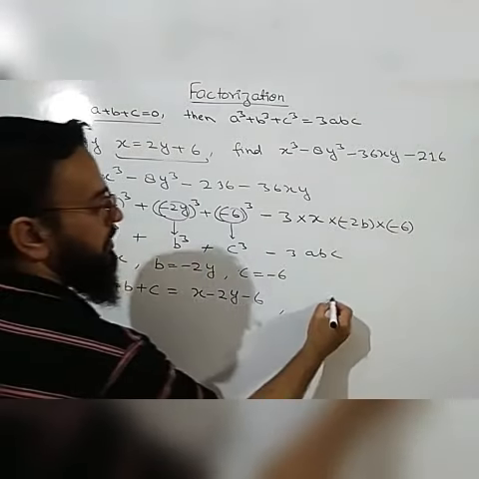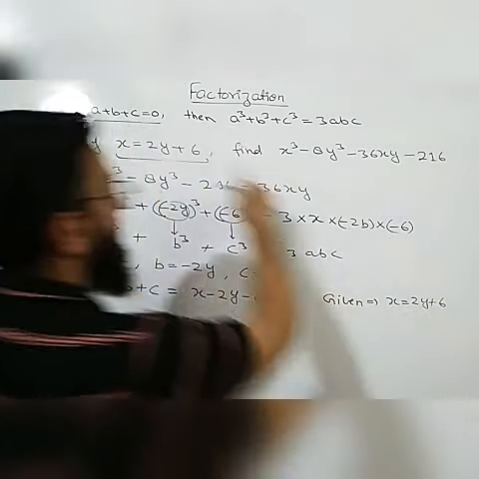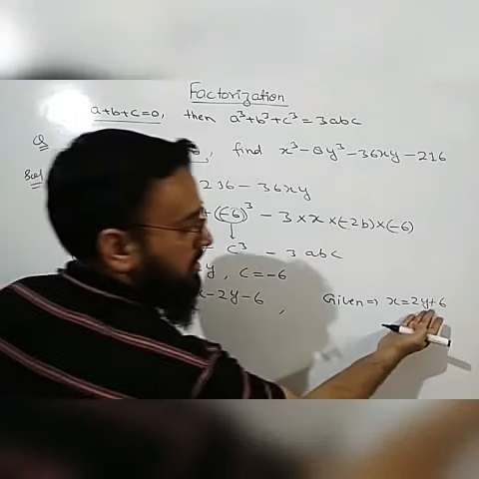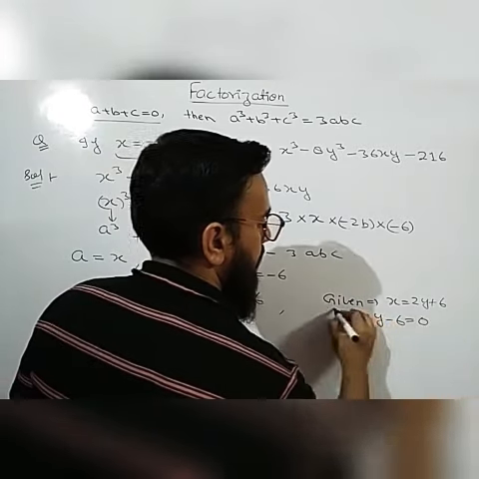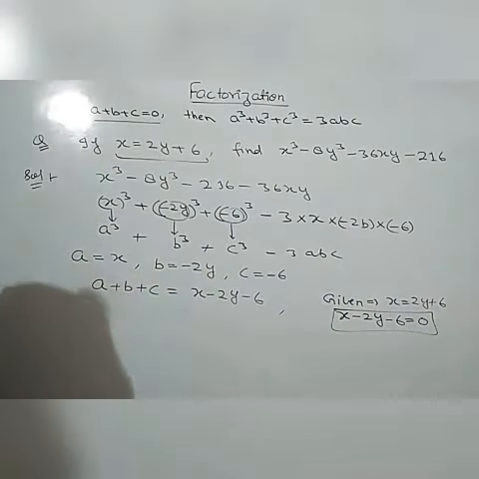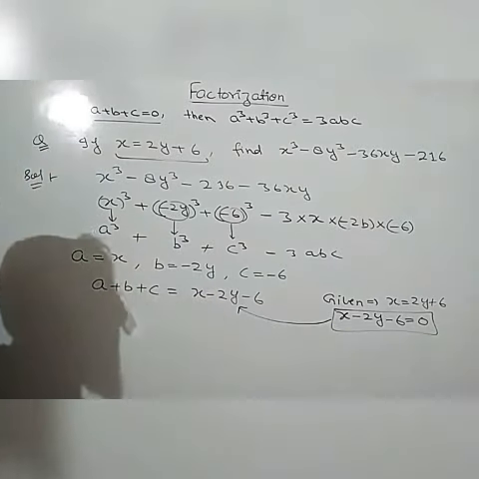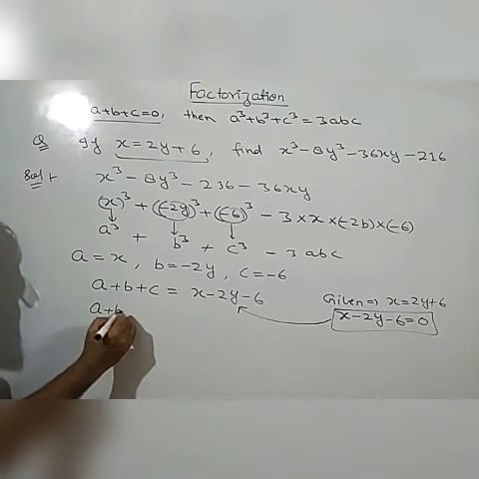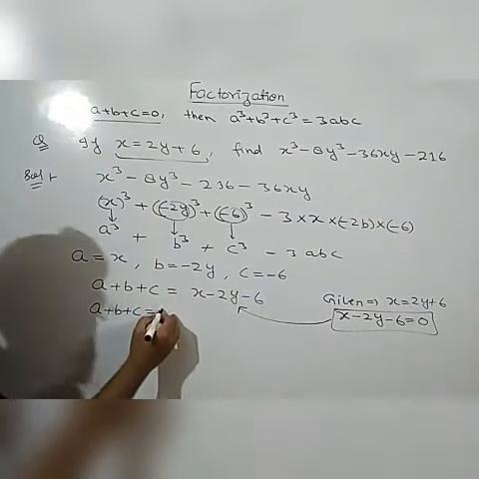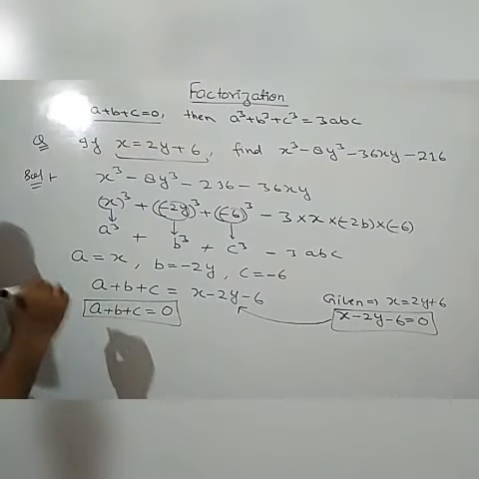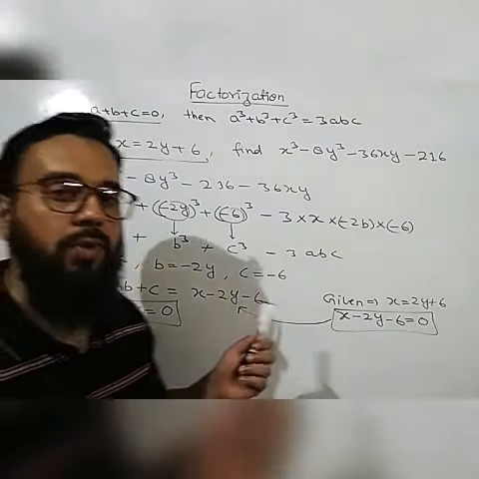And what is given? x is equal to 2y plus 6. It is given already. If we take this term to the left hand side, then it will be x minus 2y minus 6 is equal to 0. This condition is already given. So if we put the value of x minus 2y minus 6 in this term, then a plus b plus c will be equal to 0. So we got a plus b plus c equal to 0.